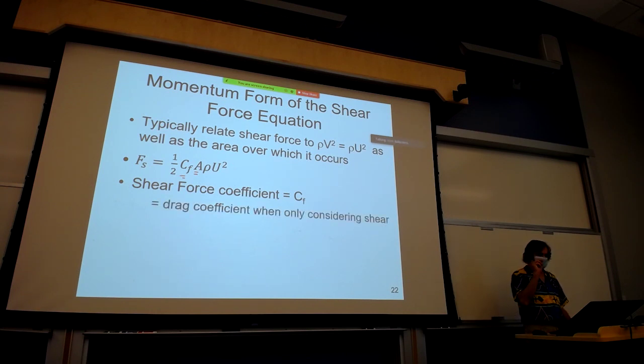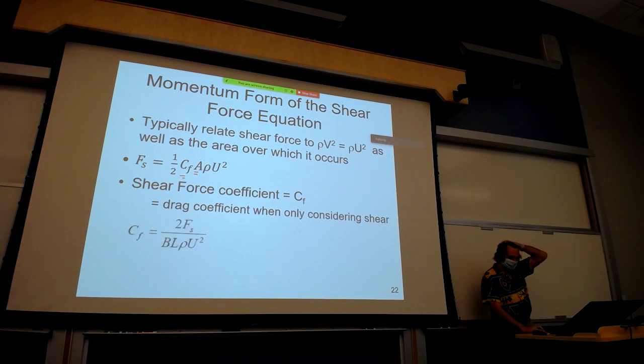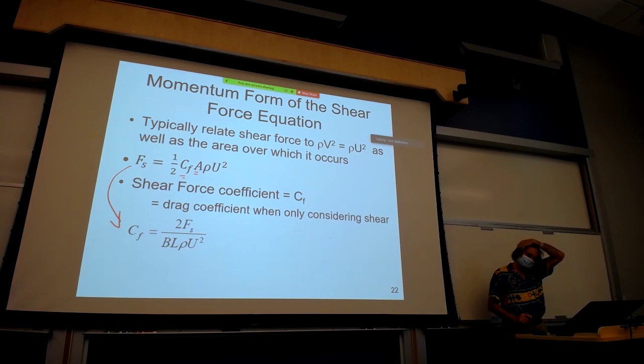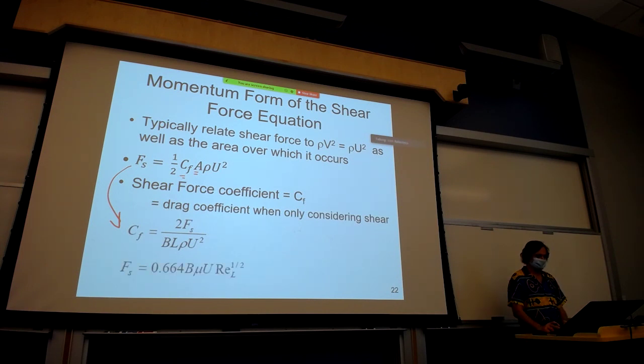But it's a drag coefficient because we're only considering frictional resistance. There's more to drag than just frictional resistance. So if we rearrange the equation above, we find that this shear force coefficient, this drag coefficient, capital C sub F, is in terms of the shear force and the dimensionality.